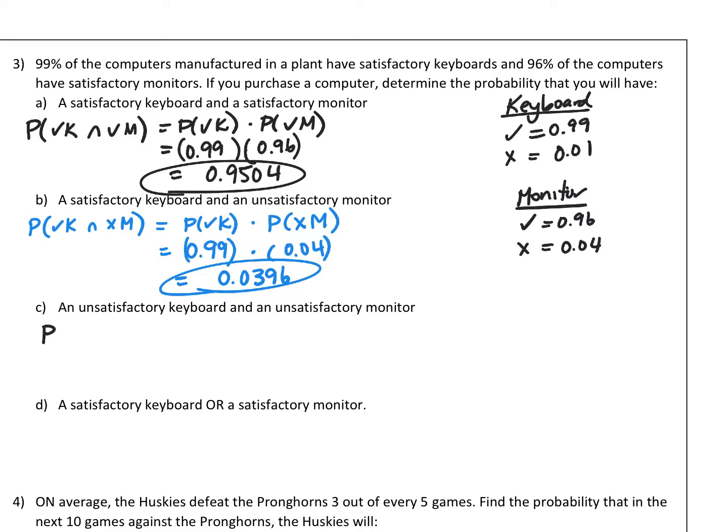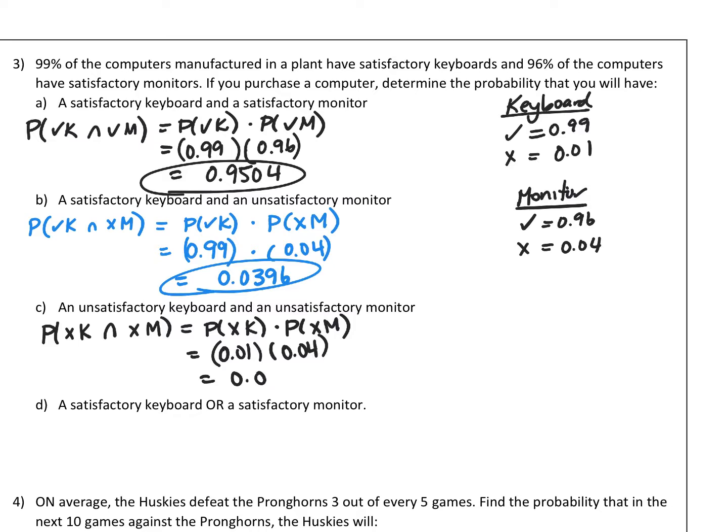The probability of getting a crappy keyboard, an unsatisfactory keyboard, and an unsatisfactory monitor. So I want the probability of getting a crappy keyboard times the probability of getting a crappy monitor. Crappy keyboard, 0.01, times crappy monitor, 0.04, gives me 0.0004. So very unlikely that you're going to get both of them crappy.